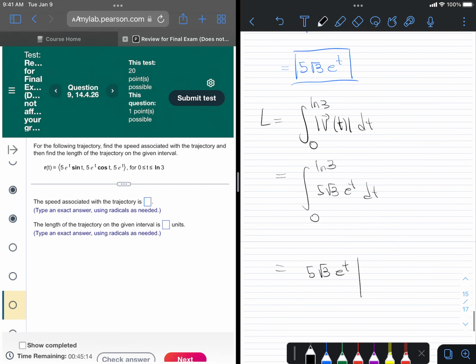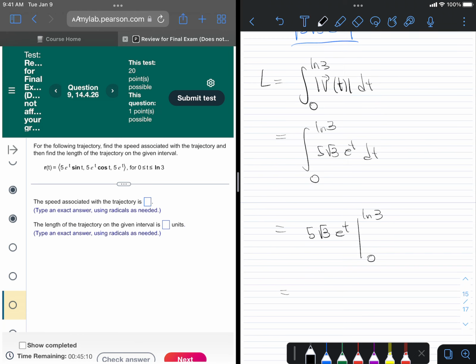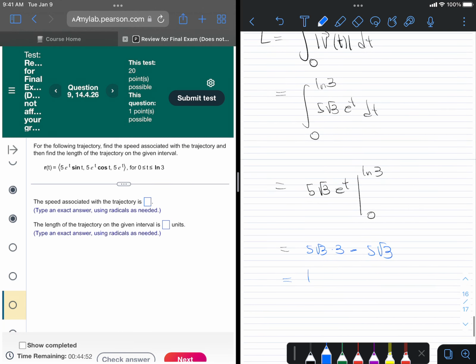Since this is a definite integral, I don't need to bother with the constant c. So all I do is I plug in ln of 3. So e to the ln of 3, that's 3. So that's 5 root 3 times 3 minus, now plug in 0 to get e to the 0th, which is 1. So 5 root 3. So that is 15 root 3 minus 5 root 3, which is 10 times the square root of 3. And that is the answer. That is the length of our curve.